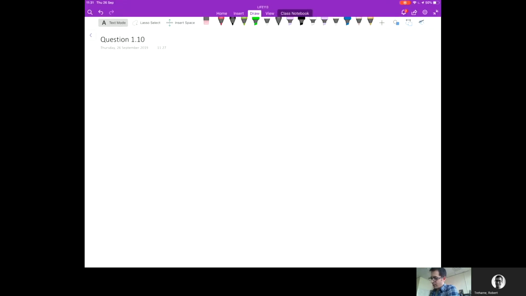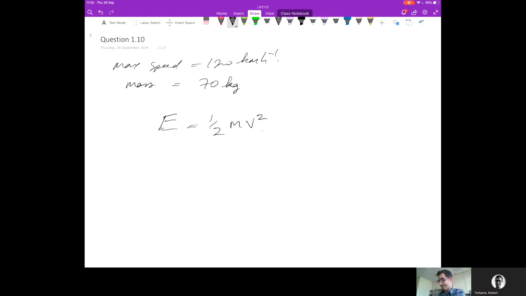Right, let's go and do this. Let me just rewrite that information here. Max speed equals 120 kilometers per hour, and mass equals 70 kilograms. Now, the energy of any object traveling at a constant speed is given by this equation. Again, I'm not going to expect you to remember this. E equals a half mass times velocity squared.